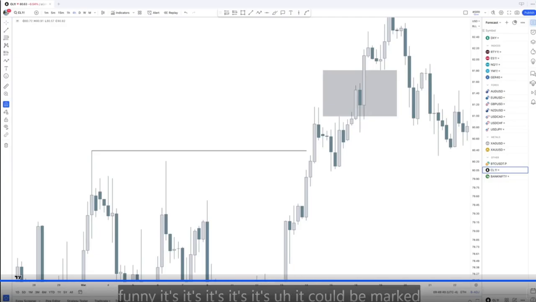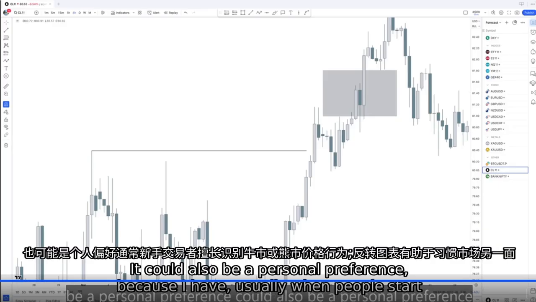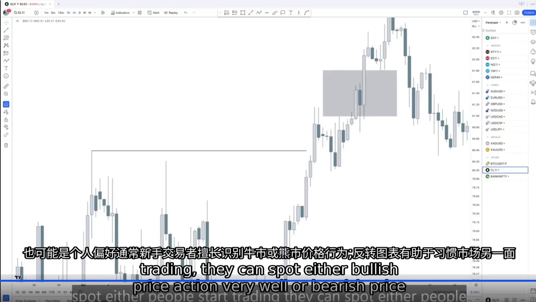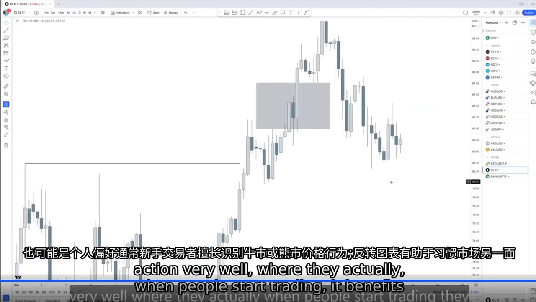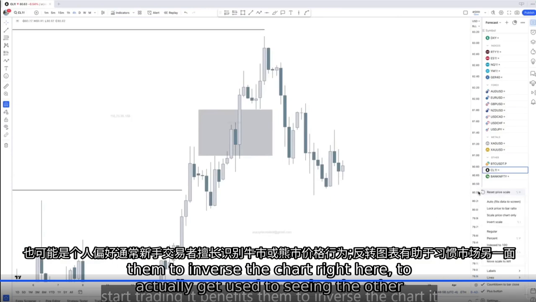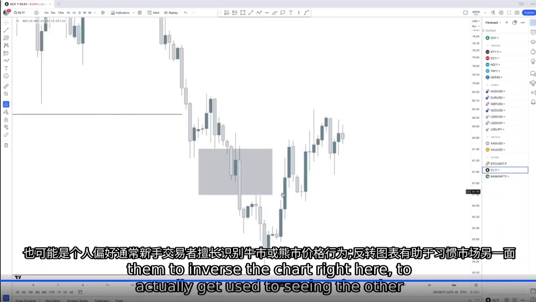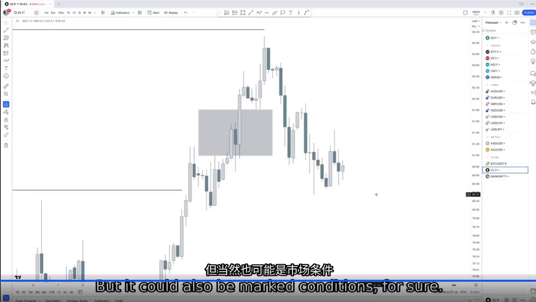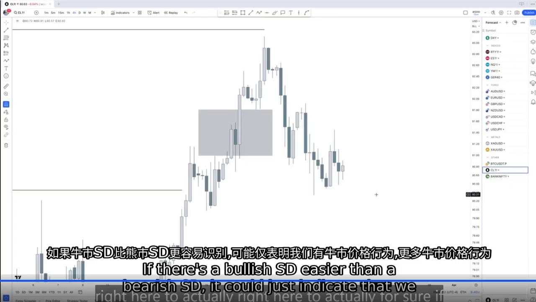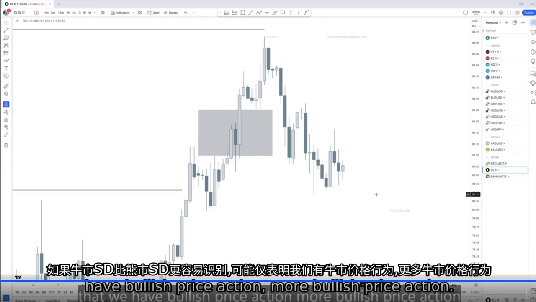It's quite funny. It could be market conditions. It could also be personal preference, because usually when people start trading, they can spot either bullish price action very well or bearish price action very well. When people start trading, it benefits them to inverse the chart to get used to seeing the other side of the market as well. But it could also be market conditions, for sure. If a bullish ST is easier than a bearish ST, it could just indicate that we have more bullish price action.